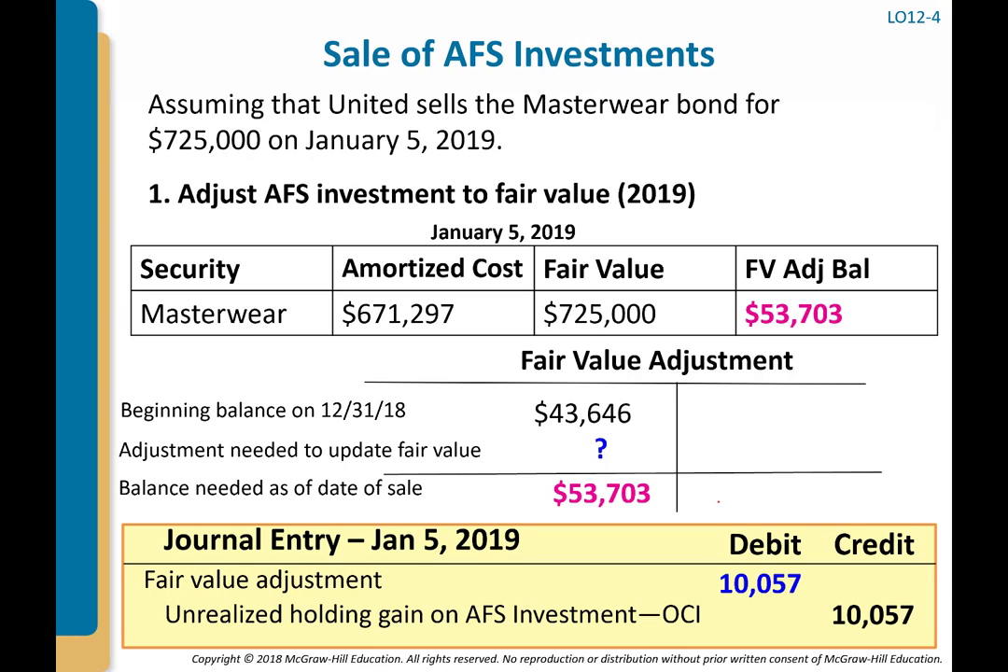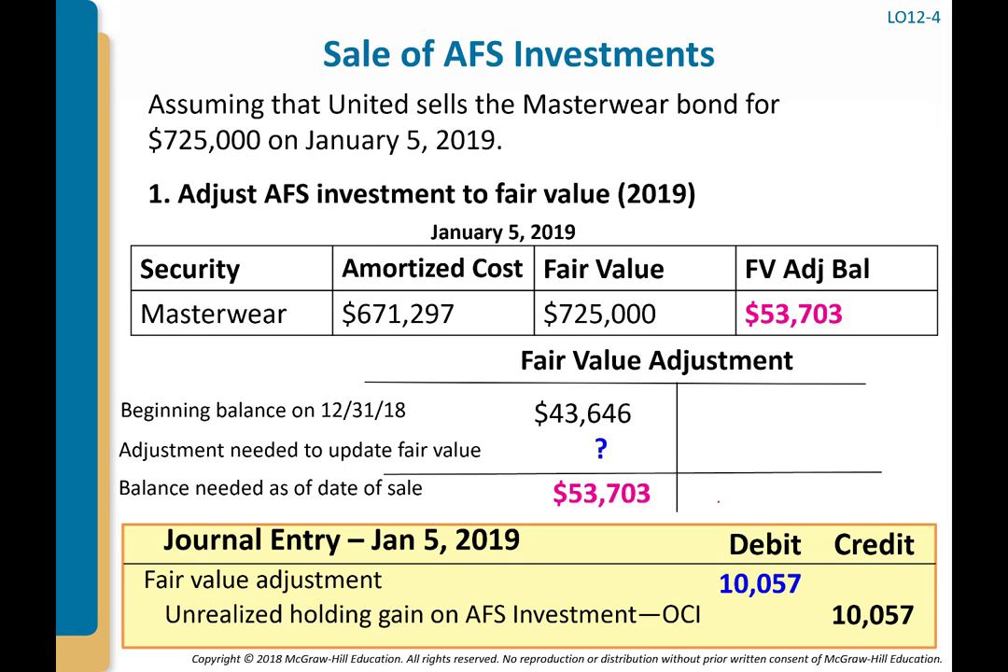Okay, and so we come to the end of the year. Do we need to close this? We close this, and so we will debit unrealized OCI, and it's $10,057 this time. And we'll credit accumulated OCI, $10,057. And so now accumulated OCI, when we credit that for $10,057, has this balance in here. It matches what's in the adjustment account, doesn't it? Right?